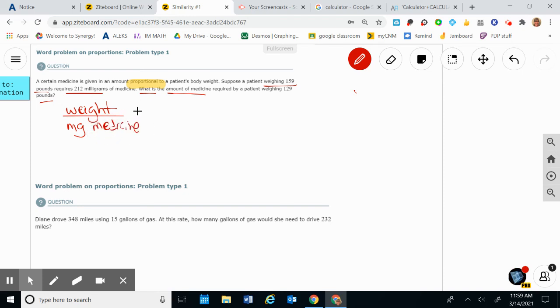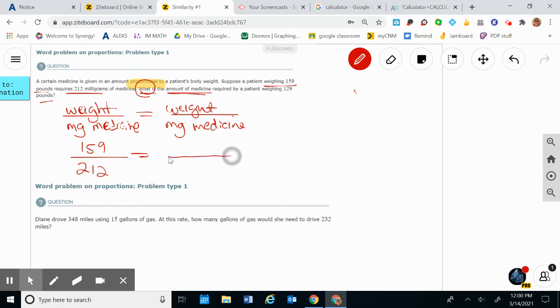What that means is that when I set it equal, it has to have the same on the other side. You can't switch it up. You can't put milligrams on the top and weight here. Okay, so watch. It says a patient weighing 159 pounds. So they're going to give you one of the fractions. So that's 159 to 212 milligrams medicine equals. Now it says, what is the amount of medicine?